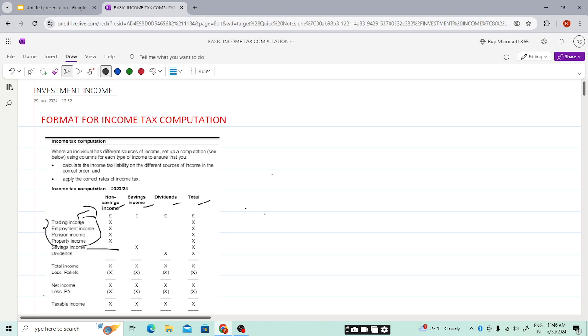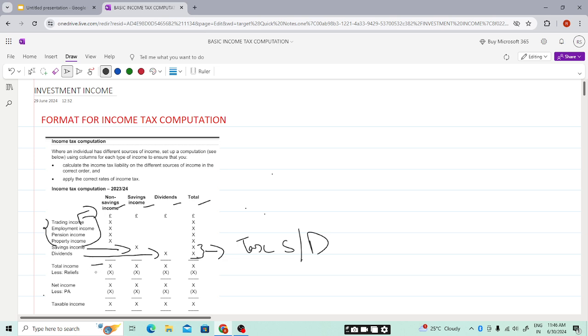Saving income is a separate head of income. Saving income includes bank interest, building society interest and other interest. Dividend includes the dividend which we receive from a company. Today in chapter number 3 we will be covering these two topics: the taxation related to savings and dividend income. After that we'll get our total income.